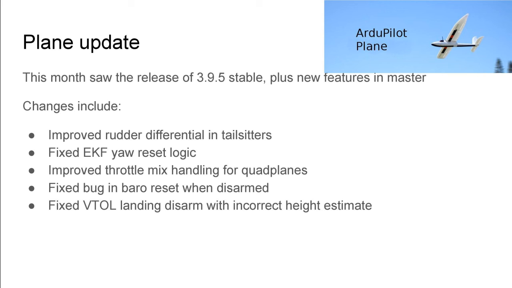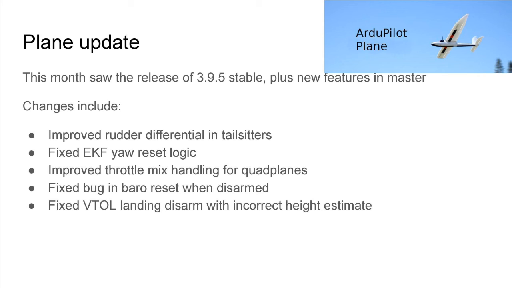Fixed a bug in baro reset when disarmed. That particularly affects people who are doing flights at 2 different altitudes, where they take off from one altitude, land at a remote site at a different altitude, then take off again without rebooting and come back to the first site. There was a bug in the calculation of the height above sea level when doing a mission like that. It's an unusual mission profile, but quite an important one for some applications.